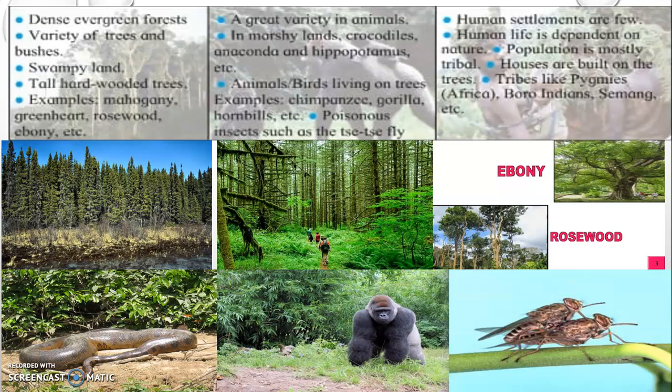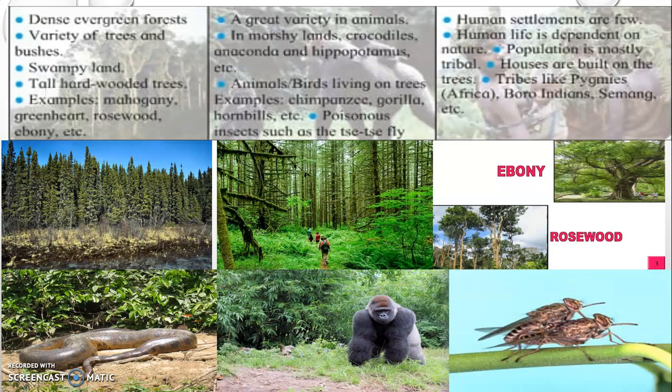You have tall, hard-wooded trees. Now here you have the word hard-wooded. First you have soft-wooded, now you have the hard-wooded tree, because these trees are used mostly for furniture and other lumbering activities. Examples of the trees over here are mahogany, greenheart, rosewood and ebony. I have given some pictures of the trees.